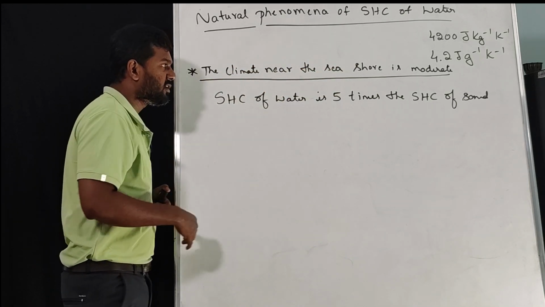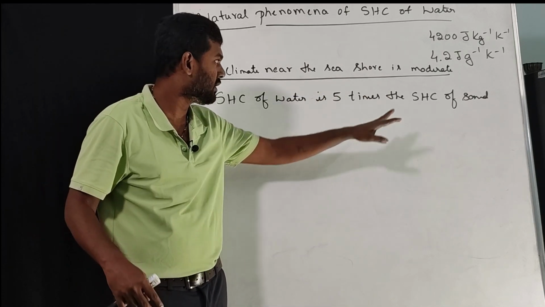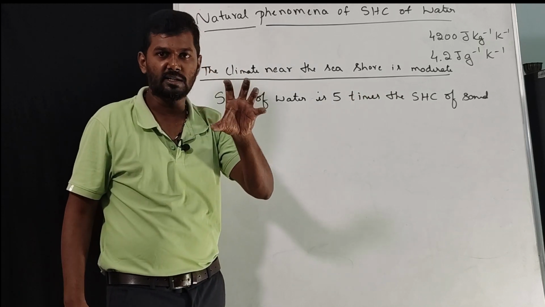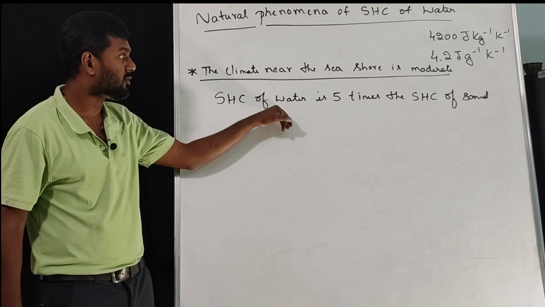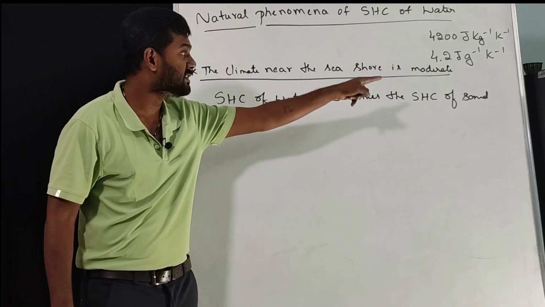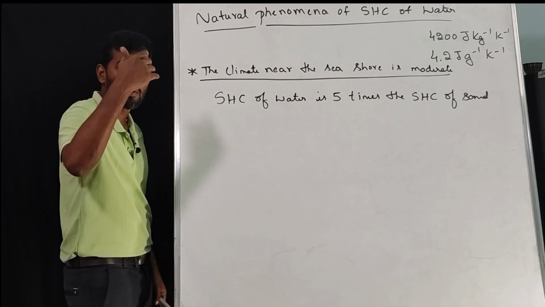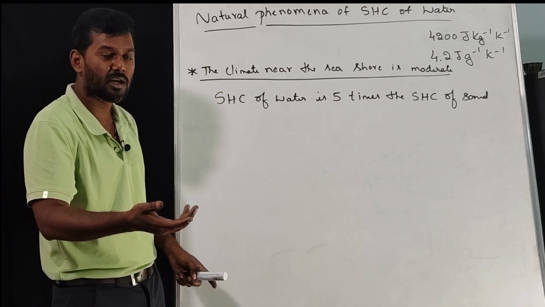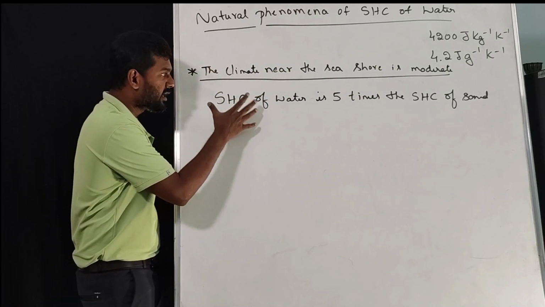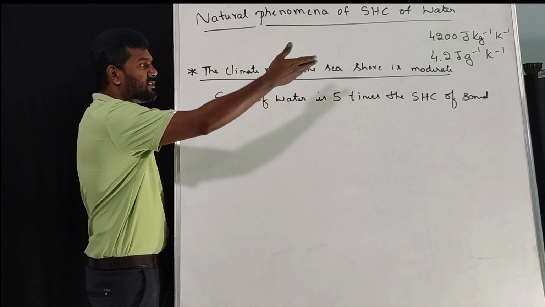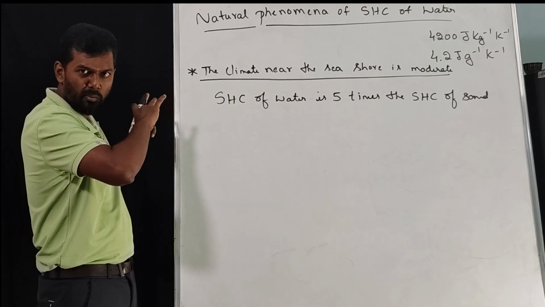That means, assume to reach a certain temperature, the sand requires some energy, correct? To reach the same temperature, the water requires 5 times the heat energy of the sand. So it requires a lot of energy, 5 times more than that. So this is the main reason, this is the main concept.